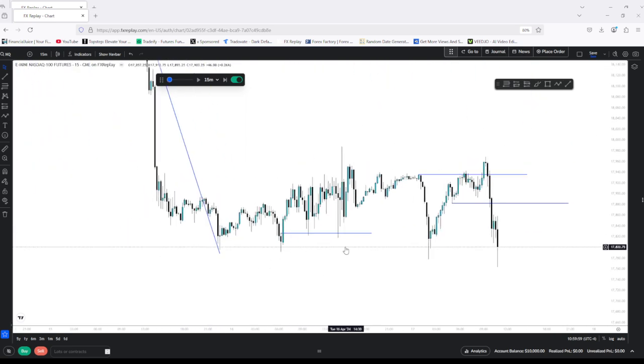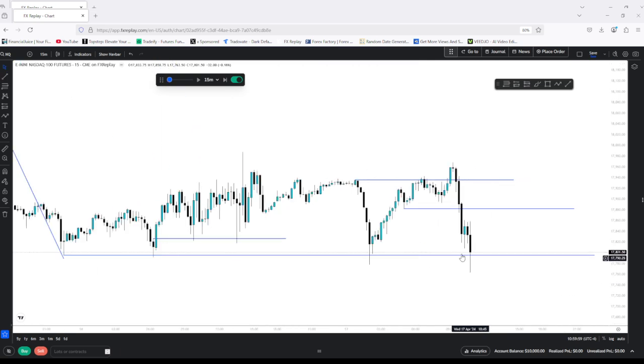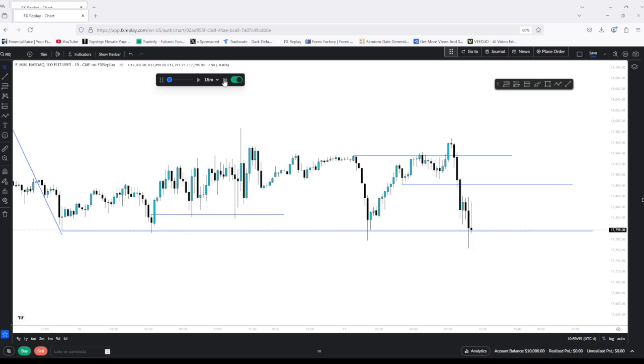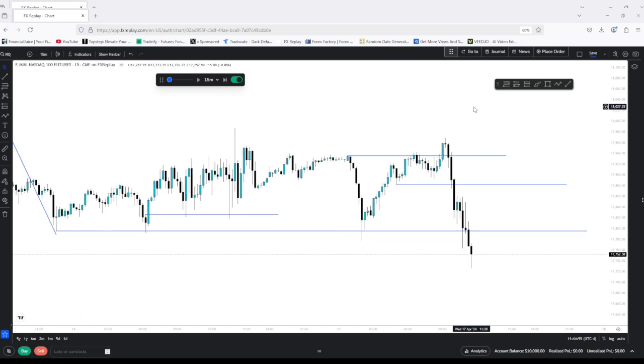But yeah, I would not sense any break of structure until we close below here. And then if we close below here, maybe the model can come into play, and then you're staring at this order block as your potential responsible. So we'll play it out and see if we close below. So we close below.